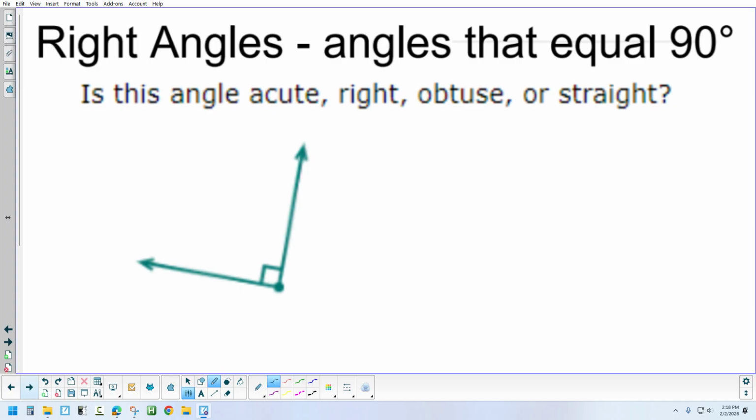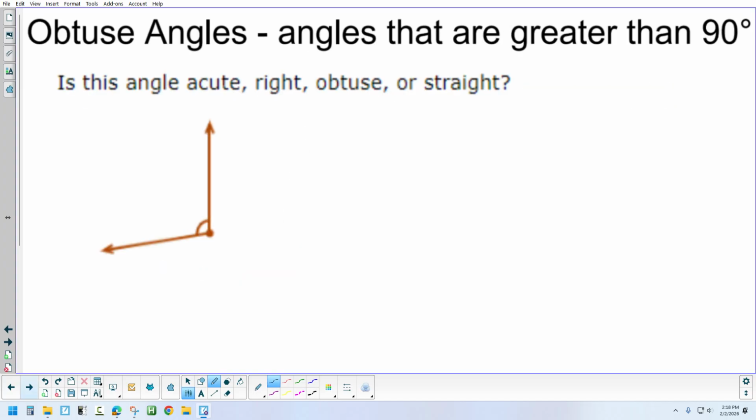What's this angle? Right. How do you know it's a right angle? The square. Right. When you put that little square there, that means the angle is 90 degrees. Okay. What do we call an angle that's bigger than 90 but less than 180? Yeah. Obtuse. Less than 180. If it goes bigger than 180, it's not obtuse anymore. There's a different name for that.